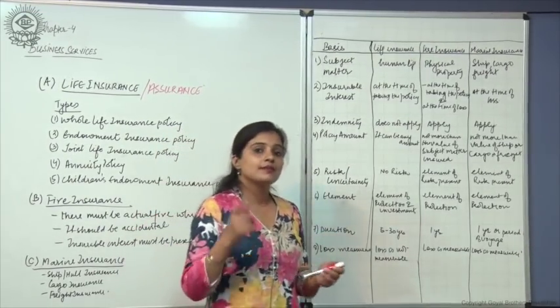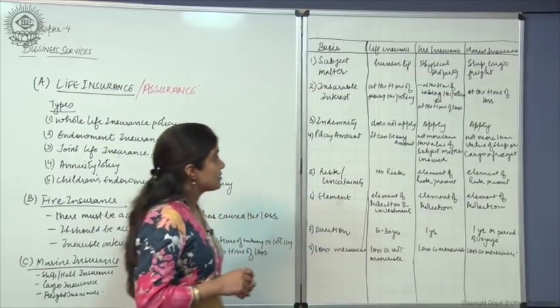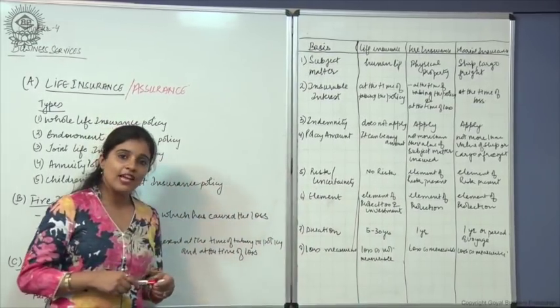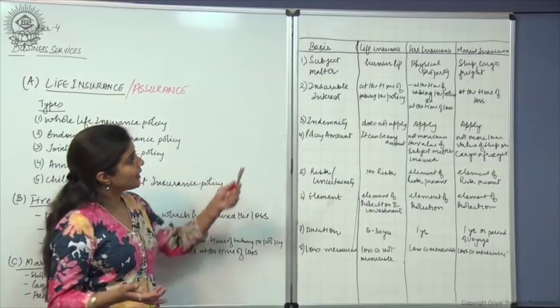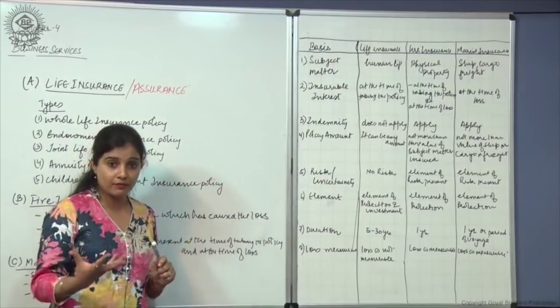Number 1, subject matter. Let us take the basis as subject matter of insurance. In case of life insurance, it's the human life. In case of fire insurance, it's the physical property which we get insured.